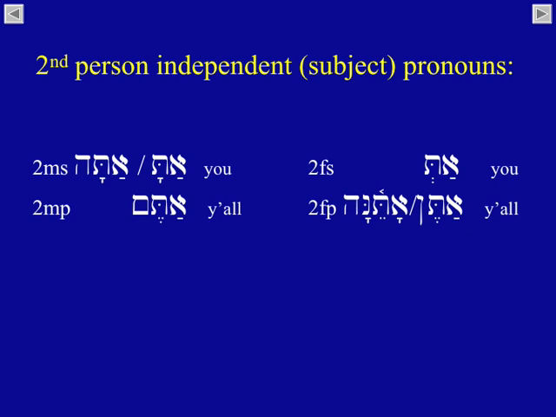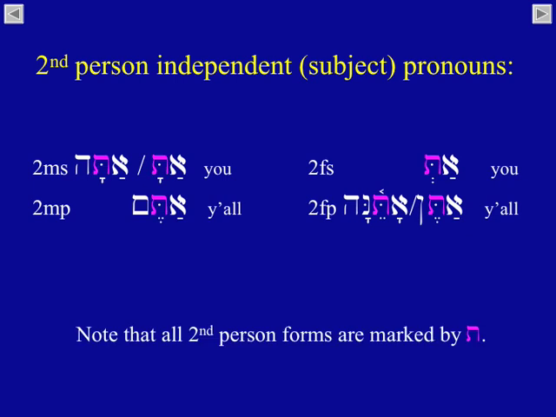So to split this a different way, you've got the singular forms ata and at, masculine and feminine, and the plural forms, masculine and feminine, atem and aten or atena. Note that these all have a tav in them. All these second person forms are marked by a tav.